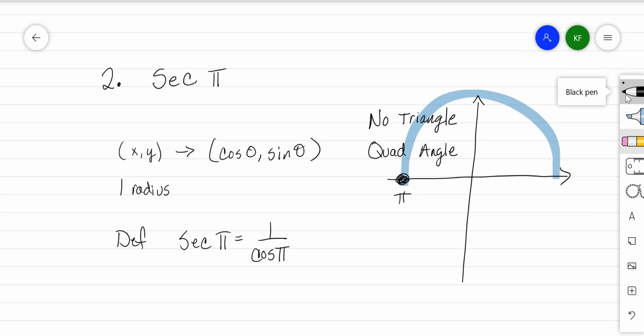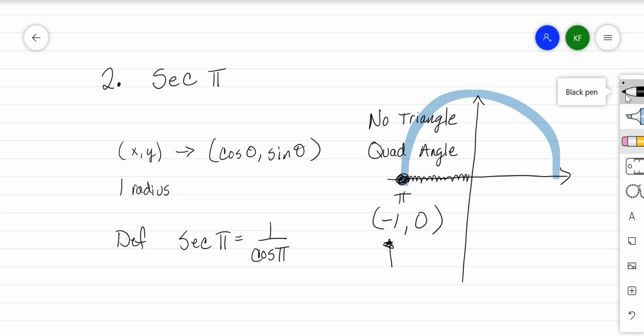So if there is no triangle, you're using the point. And the radius, you've already told me, is 1. So that value for the xy is -1, 0. That explains why the value is -1. Now, it's negative because you're in the second quadrant, and x is negative in the second quadrant.